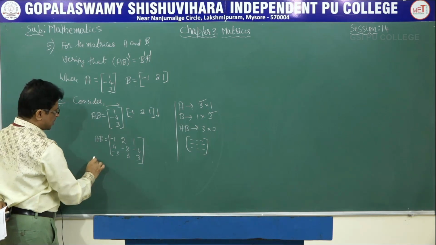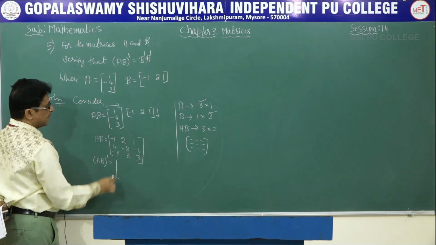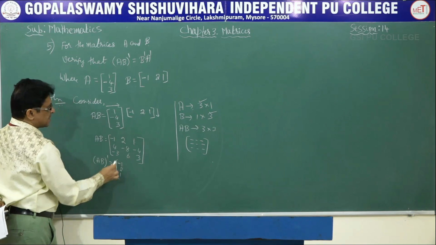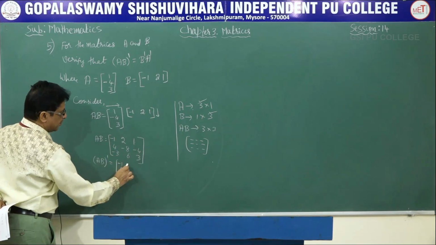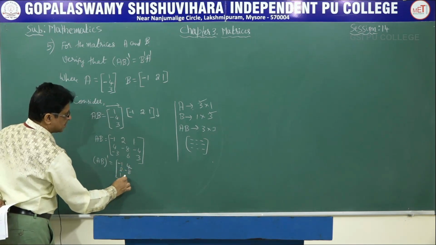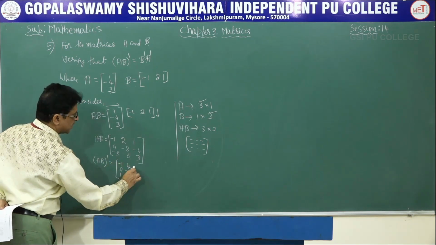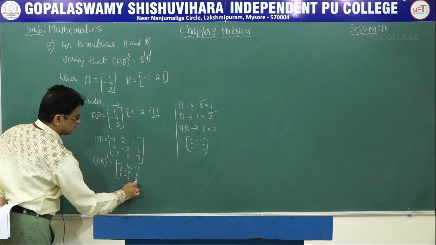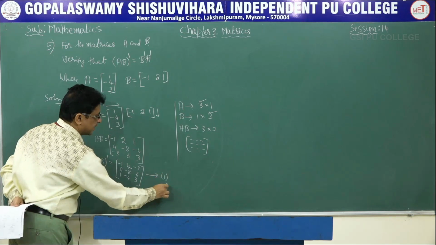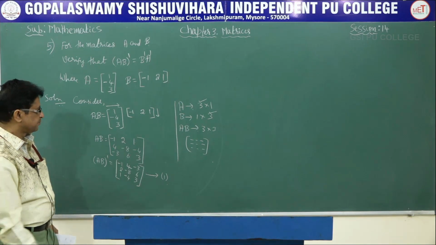Next we shall find the transpose of this matrix. The transpose of the matrix AB is nothing but (AB)'. First row -1 2 1 will be written in the first column. Second row 4 -8 -4 will be written in the second column. Third row -3 6 3 will be written in the third column. So this is (AB)'. We call this equation 1.